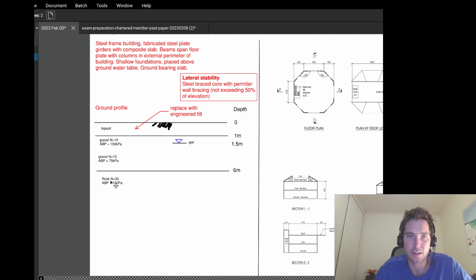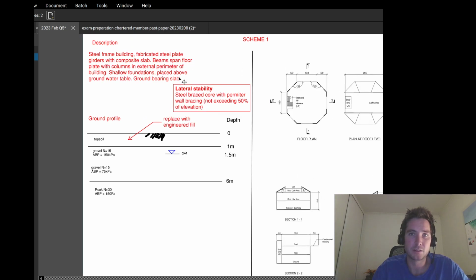Next, I've decided to put the ground profile, just sketch it out to give myself an understanding. So here are the parameters that we've been given, being the n values, and if you look at my foundation videos, I talk about the simple rule of thumbs, how to convert that into allowable bearing pressure. So the groundwater table is at 1.5 meters, that will influence your allowable bearing pressures. And we've got the top meter of some topsoil here. So I've just indicated that we replace that with engineered fill.